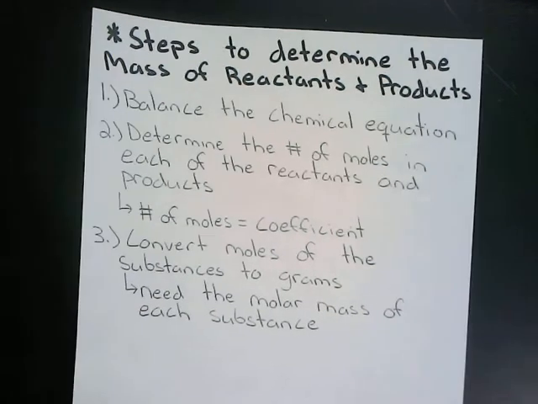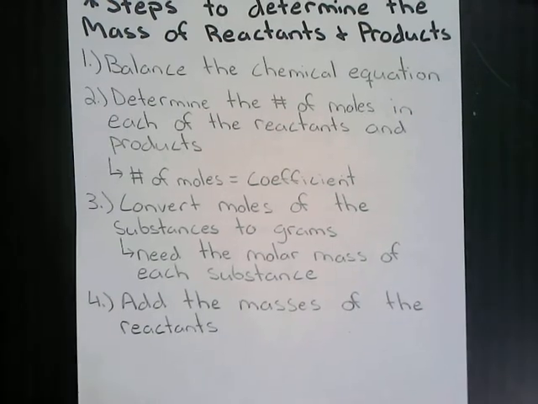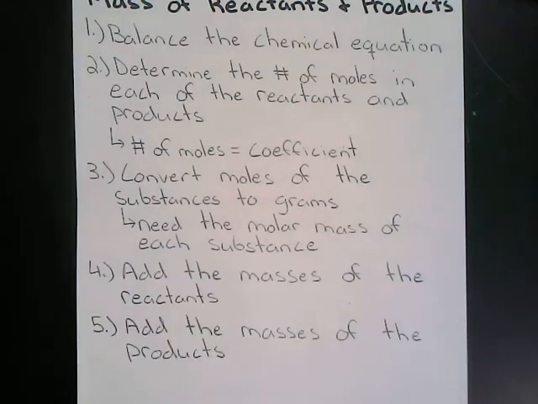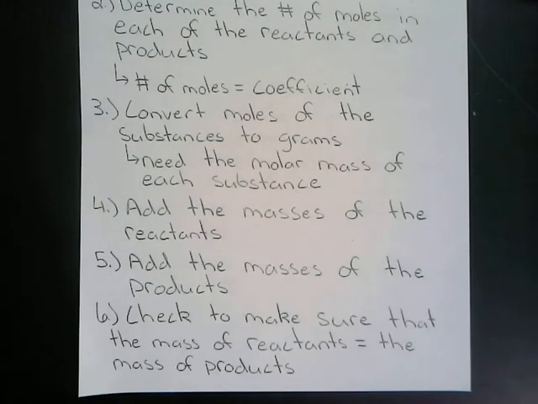Now, once you've converted all the moles to grams of every substance in the chemical equation, you're going to need to add the masses of the reactants together. And just as you did for the reactants, you're going to need to add the masses of the products together. The sixth step is to check to make sure that the mass of the reactants equals the mass of the products. Okay, so let's go ahead, let's try these 6 steps on an example problem.